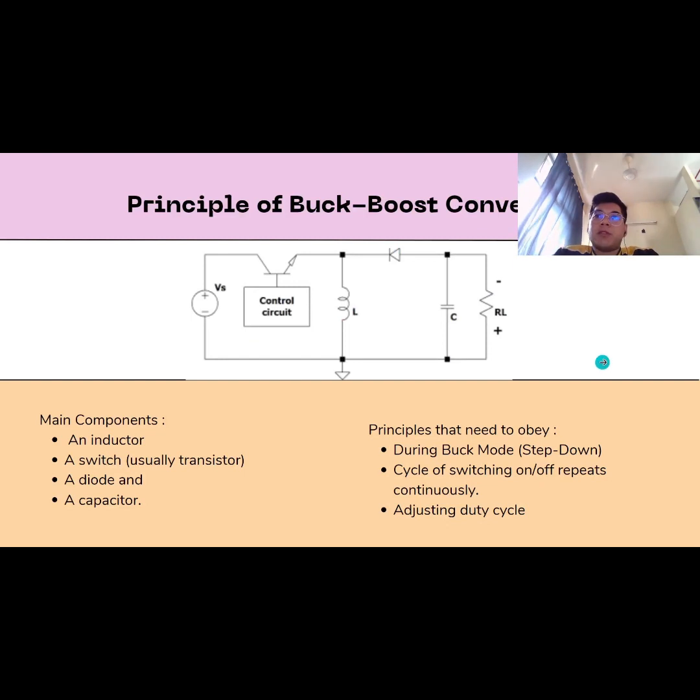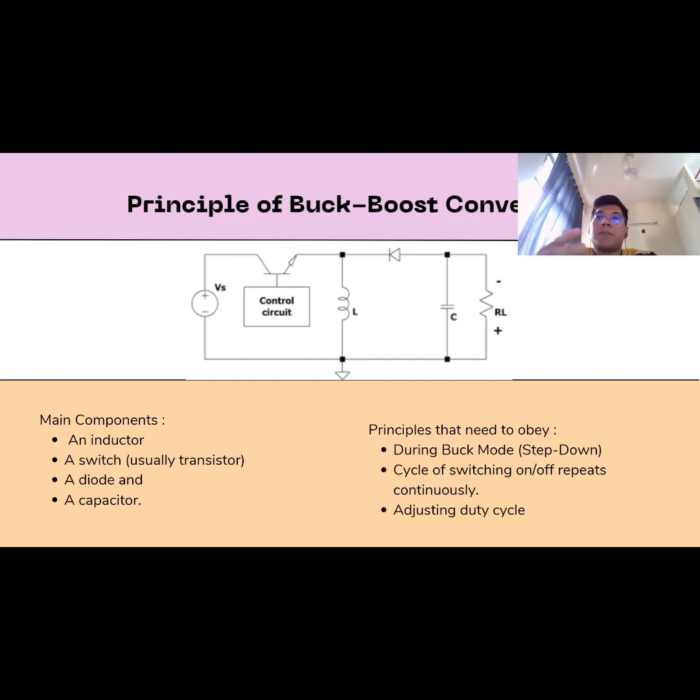So I will continue to present about the principle of the buck boost converter. The operation of the buck boost converter is based on the principle of inductor energy storage and switching. The main components of a buck boost converter are four: first the inductor, a switch, a diode, and lastly a capacitor.